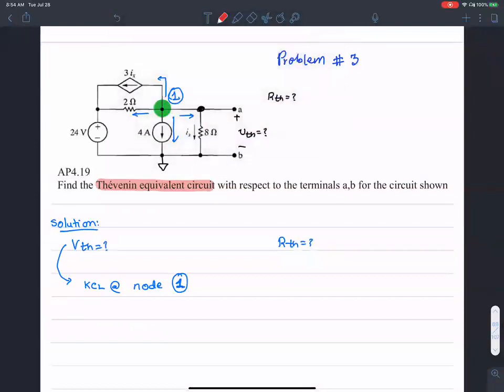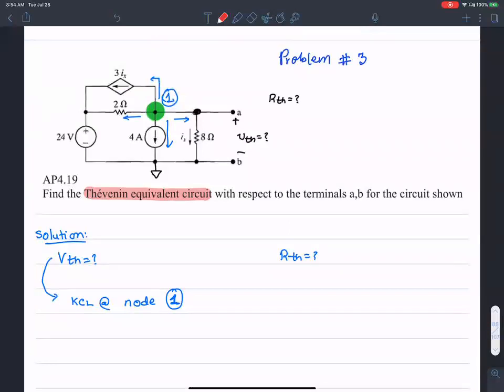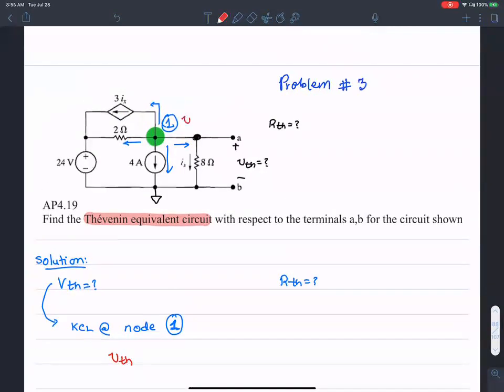The current going left through the 2 ohm resistance is V1 or V Thevenin. That's the voltage over there, right? That's the voltage at that node, V Thevenin, which is the same as this node. Both of these nodes are the same, right? So V Thevenin minus 24 volts over 2 ohms.